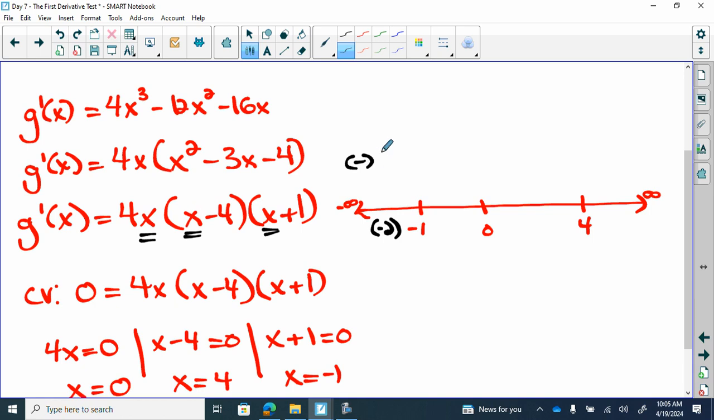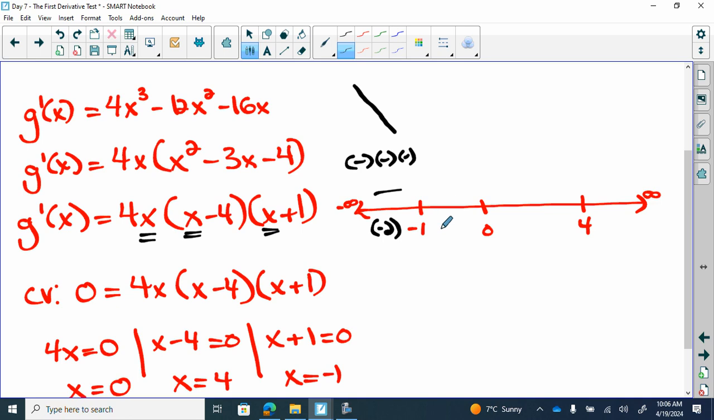So if I fill a negative 2 in for x, I'd have a negative 8. This bracket would be a negative 6. Negative 2 plus 1 would be a negative 1. 3 negatives multiplied together would give me a what? A negative. What does that mean? From negative infinity to negative 1, it's decreasing. The y values would be getting smaller. My curve would be going like this. Agreed?